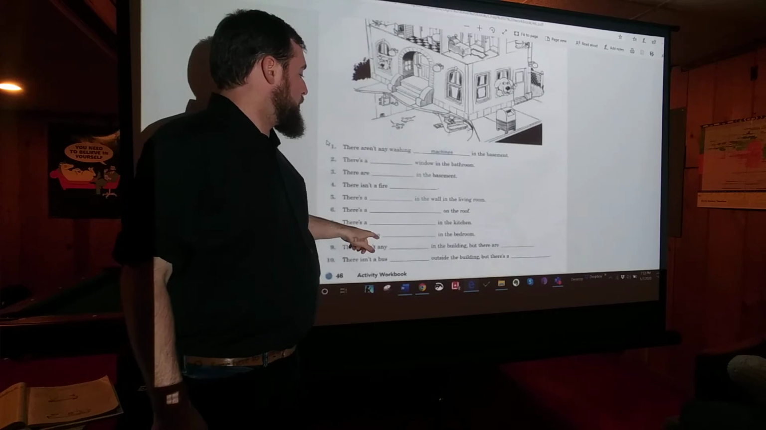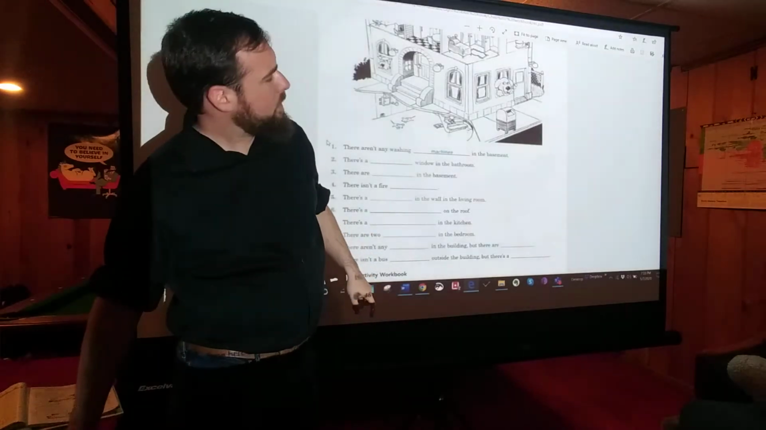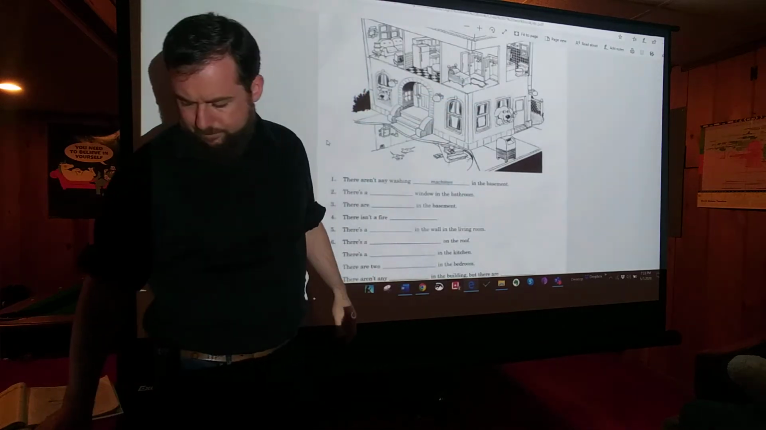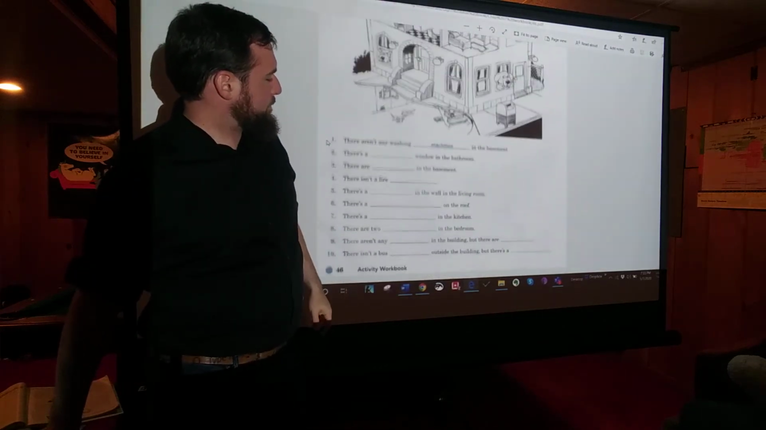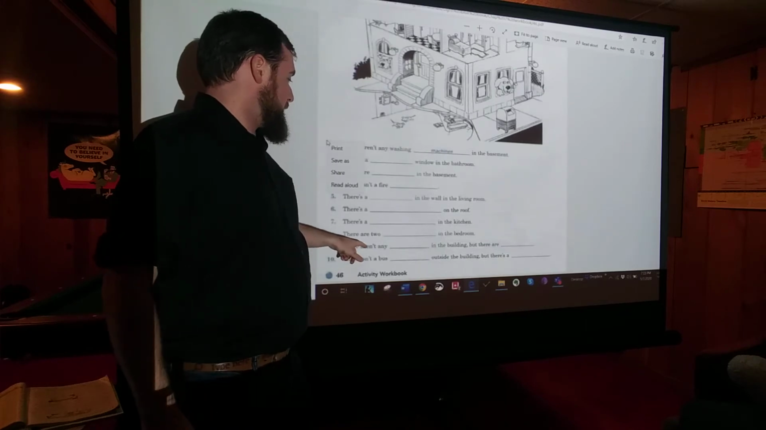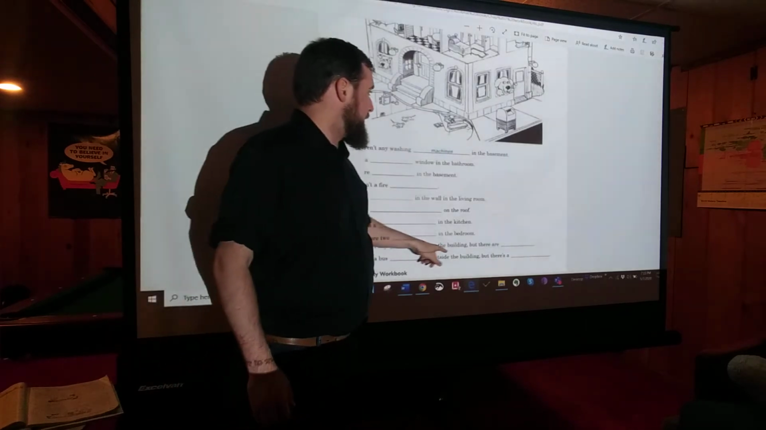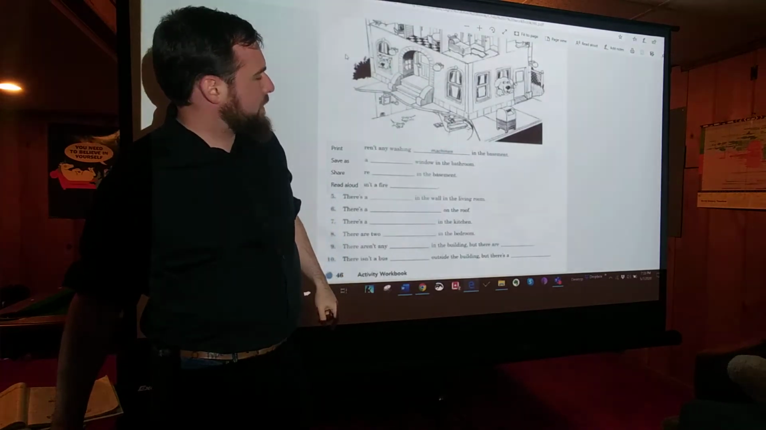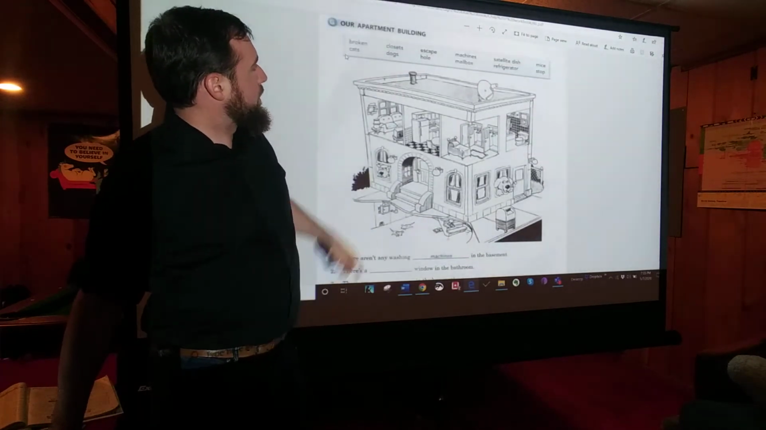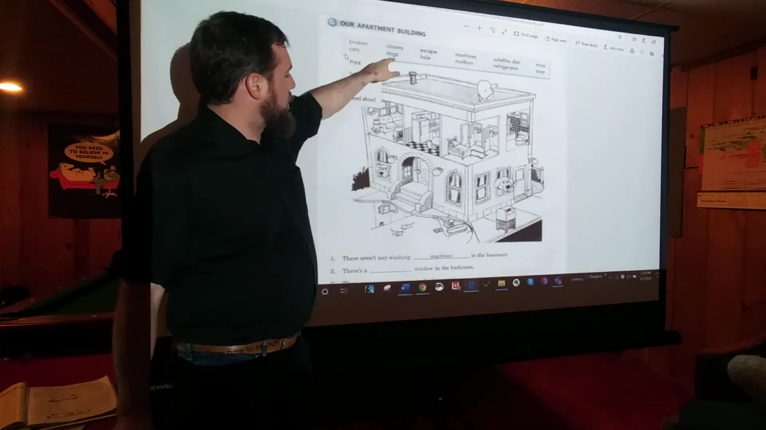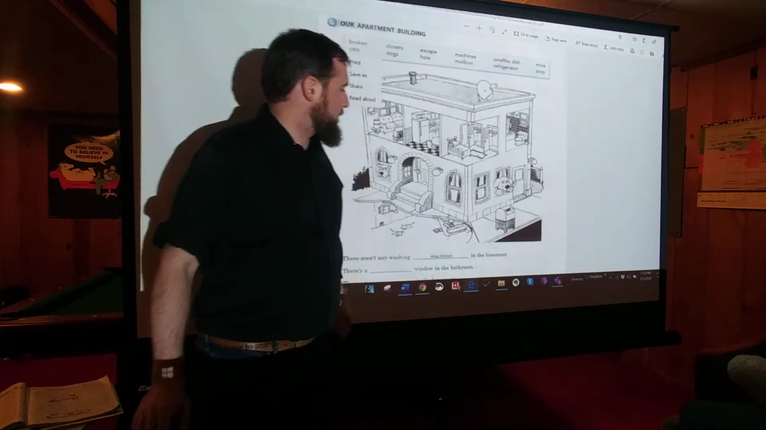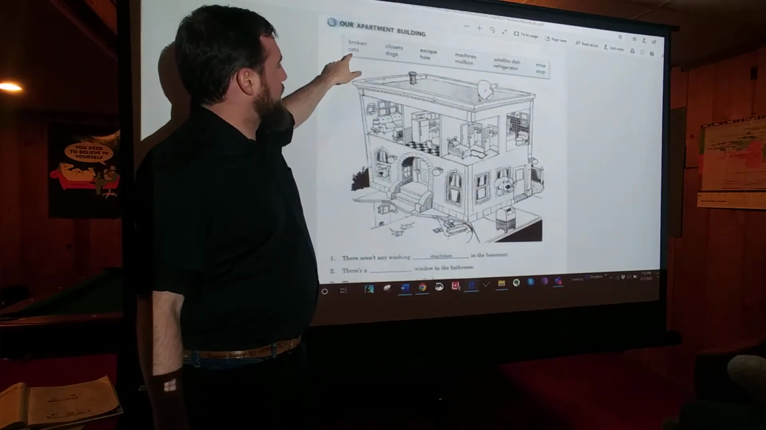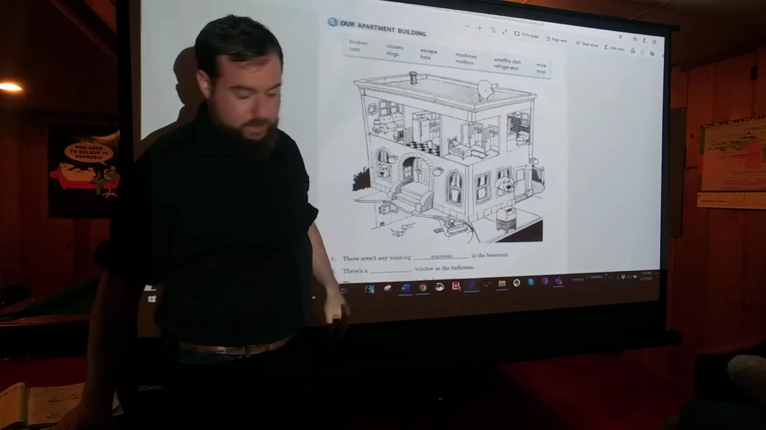There are 2, looks like closets in the bedroom. Yep. There aren't any blank in the building, but there are blank. I think it looks like there aren't any cats in the building, but there are dogs. Here's a dog and here's a dog. Okay? So there aren't any cats in the building, but there are dogs.